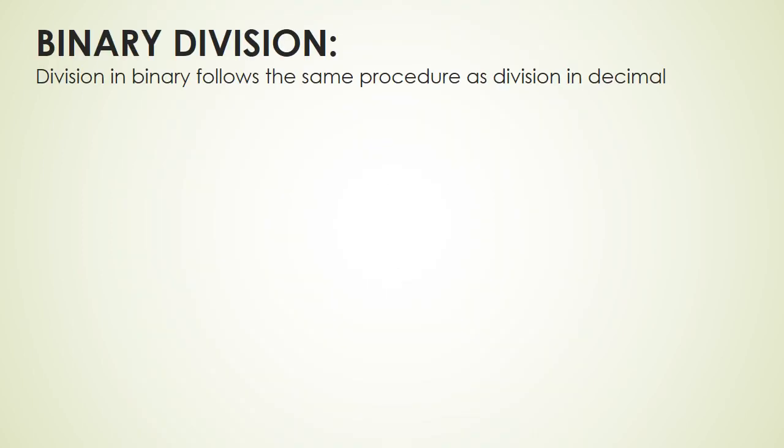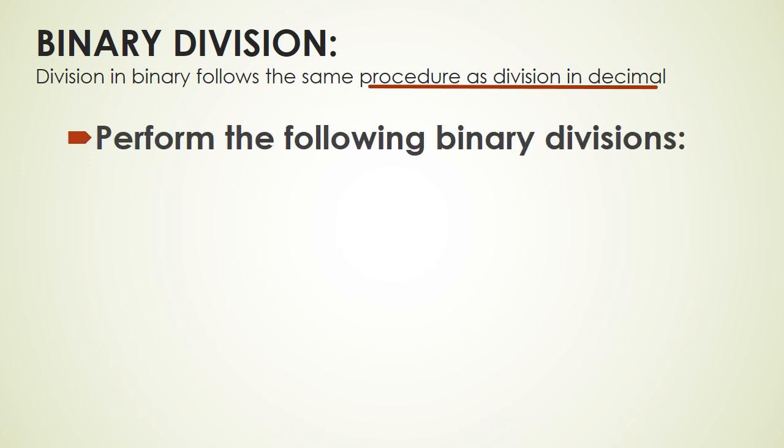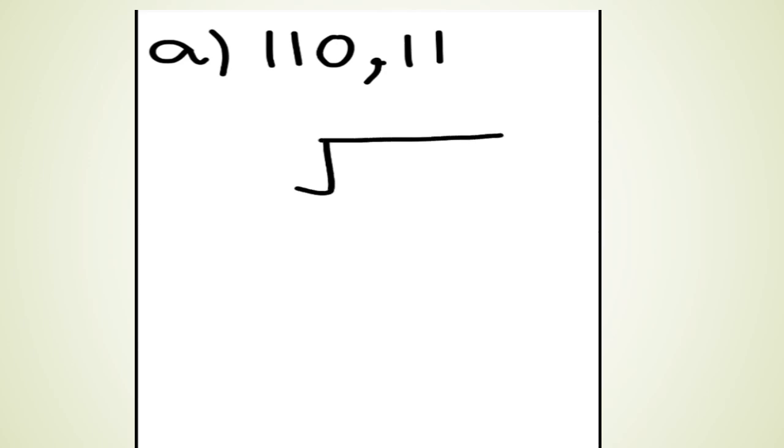Binary division. Division in binary follows the same procedure as division in decimal. So let's just perform these divisions. I'm doing part A, in which I'm dividing 110 by 11. It is similar to decimal division.